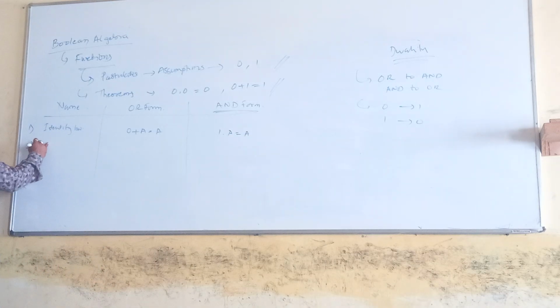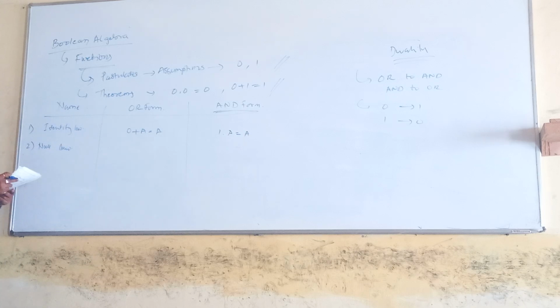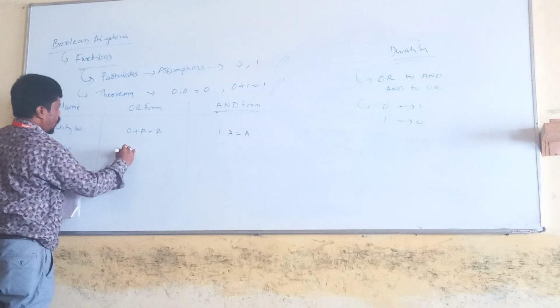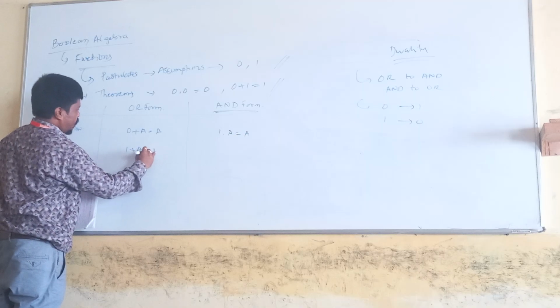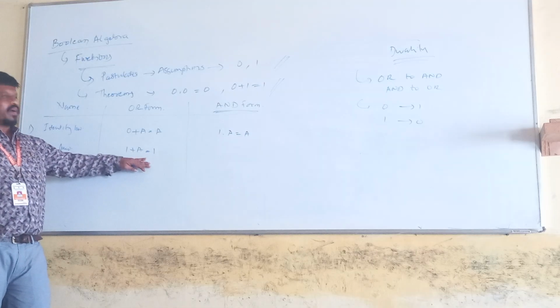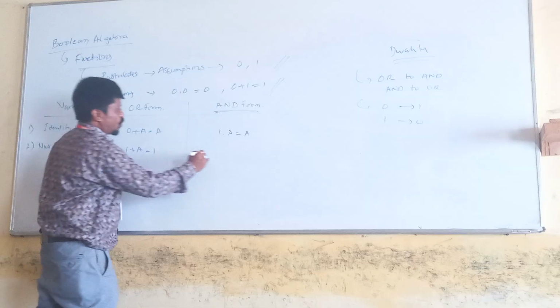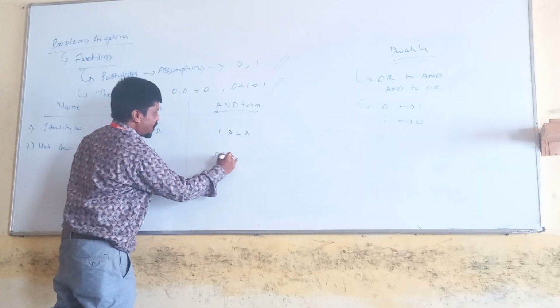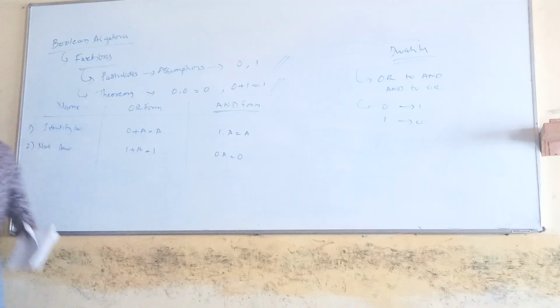Next is the null law. 1 plus A: here, if I find 1 plus A anywhere, then the output is always 1. Now the dual form: how to write the dual form? 0 as it is, A, and 1 goes to 0. This is the dual of this one. Yes, sir. Okay.